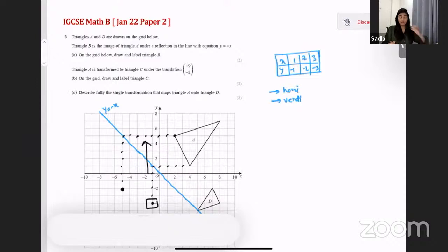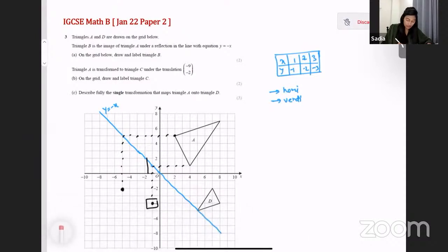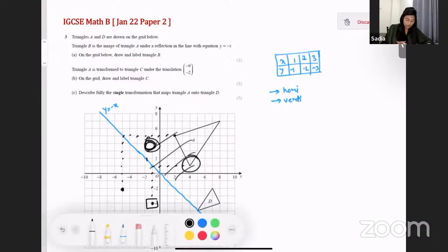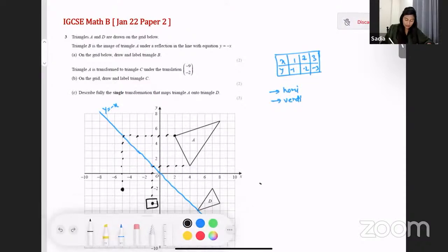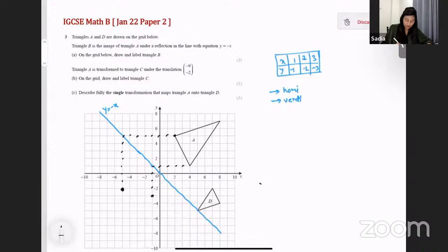We could have also moved upward, but then again, object and image are always on the opposite side of the line of reflection. If you draw somewhere over here, in that case, your object and image will be on the same side of the line of reflection. They're supposed to be on the opposite side. That's why I have moved vertically downward. 1, 2, 3, 4, 5.